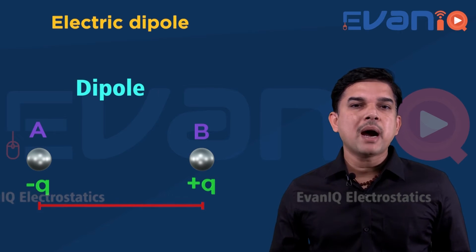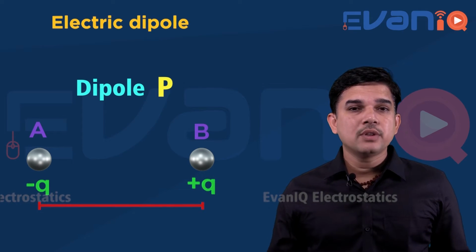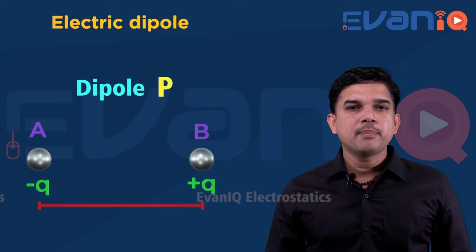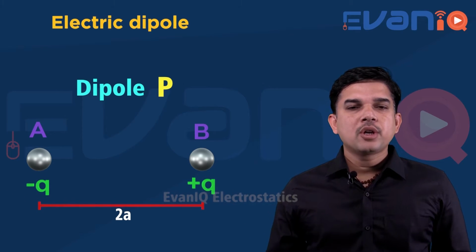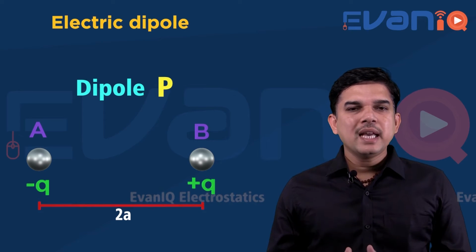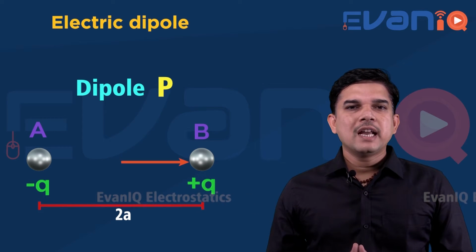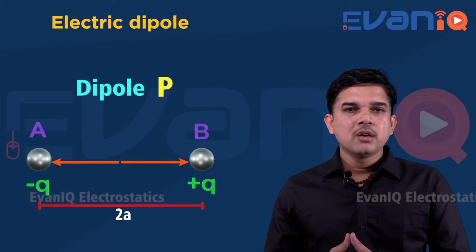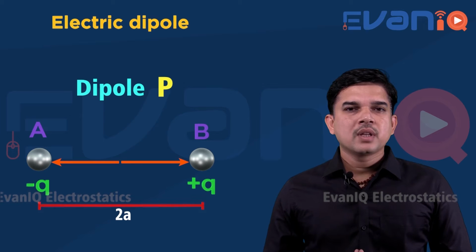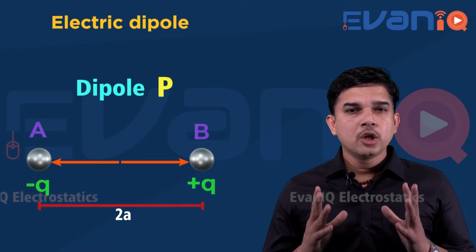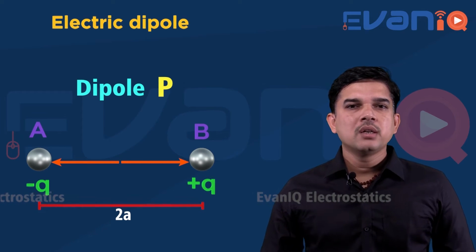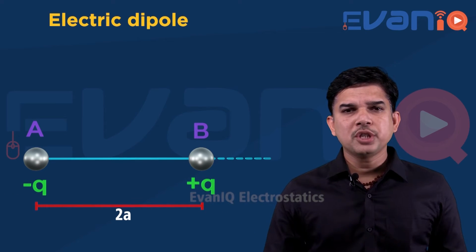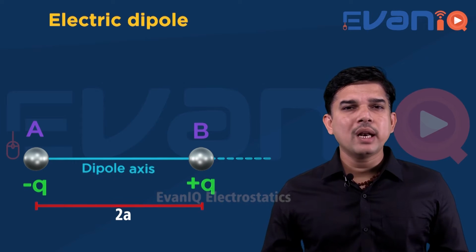Electric dipole is denoted by P, and the magnitude of charge, as we know, is Q. The distance between the charges is denoted by 2a. Why 2a? Because these two charges are placed from the center, one on the left side and another on the right side. That's why the distance from the center to one charge is a, and hence the total distance between the two charges of the dipole is 2a. A line joining the negative charge to the positive charge is called the dipole axis.